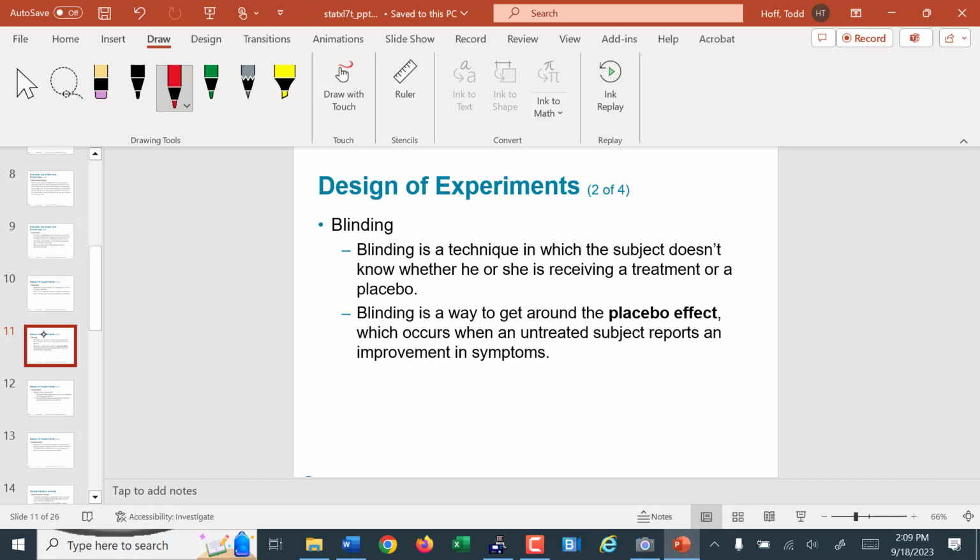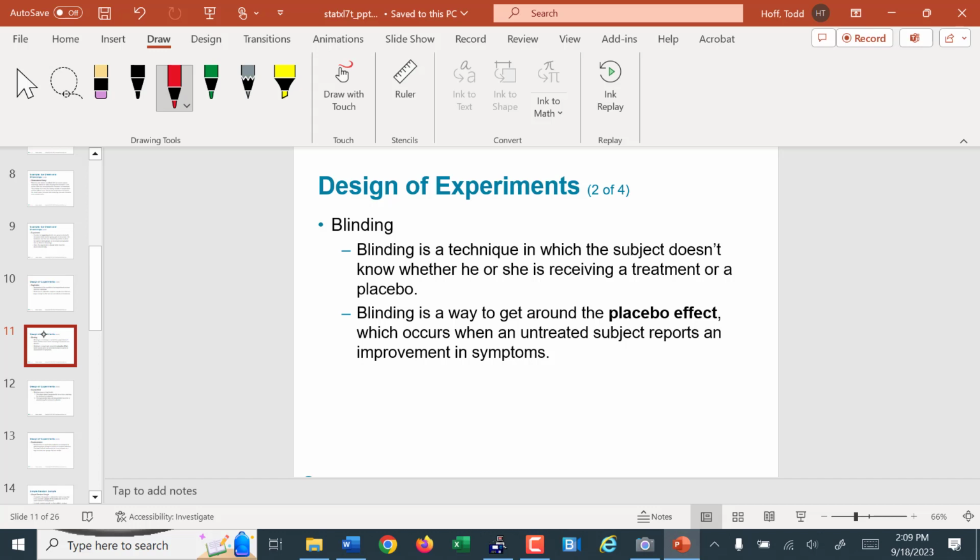Blinding. Again, we talked about that placebo. We need that the people receiving the drug don't know whether they're getting the placebo or the real drug, or I shouldn't say the drug, the treatment. They don't know if they're receiving the real treatment or the placebo treatment.